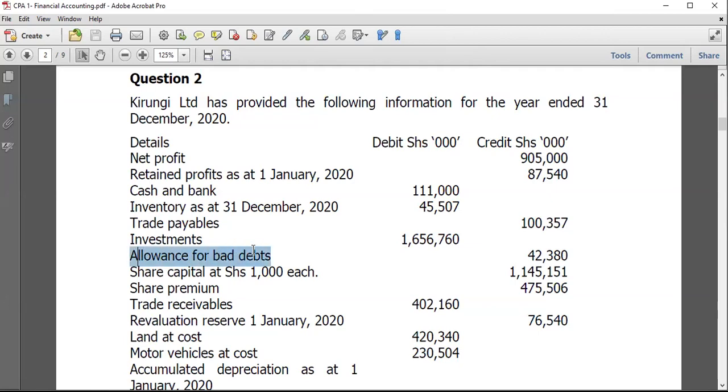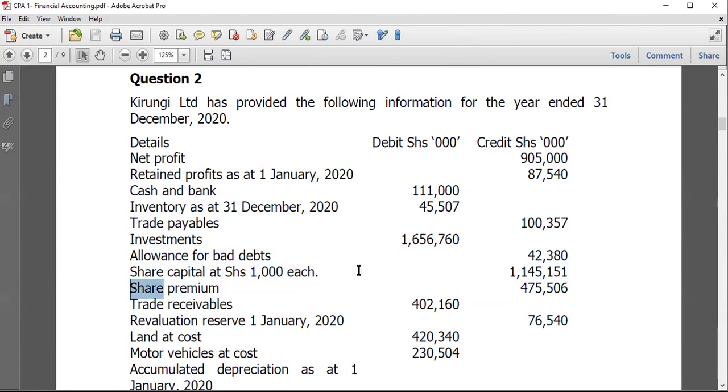Then we have allowance for bad debts. Now, allowance for bad debts is the same thing as provision for bad debts. Okay, you need to basically know provision for bad debts also has a normal credit balance, as we have seen. Then we have share capital, which they are telling us is at 1 shilling each, and then they have given us this value, so you can determine how many shares you have based on this information.